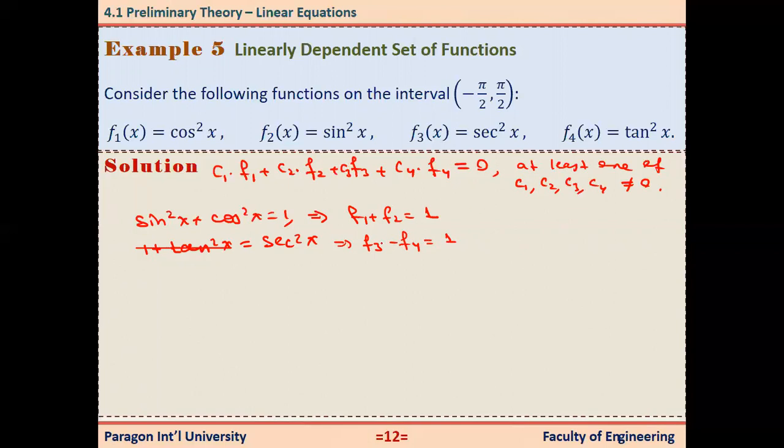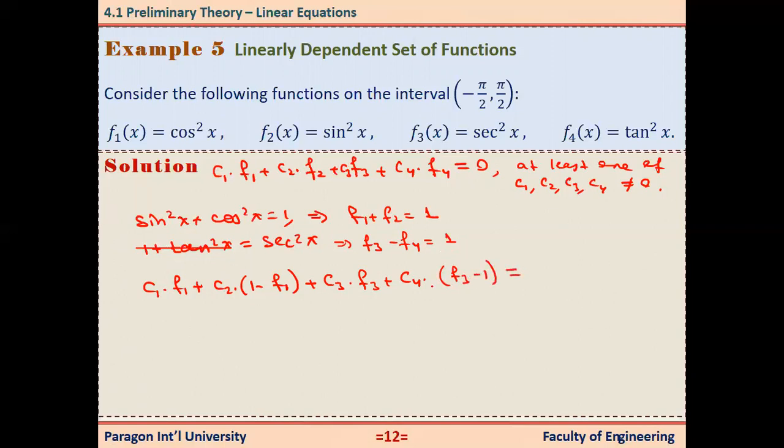So considering this, let's substitute. C1 times F1, let me keep it here, plus C2 times F2. What is F2? 1 minus F1. Plus C3 times F3, plus C4 times F4. What is F4? F4 is F3 minus 1.